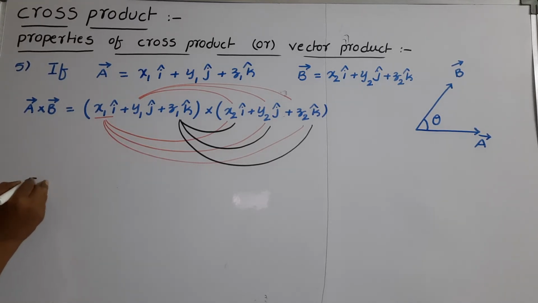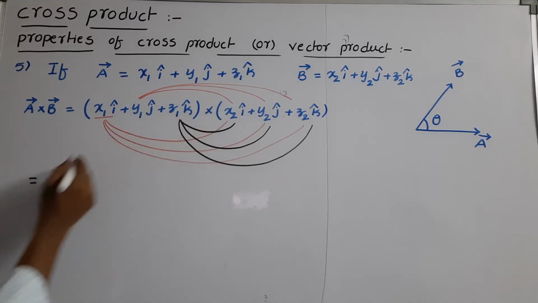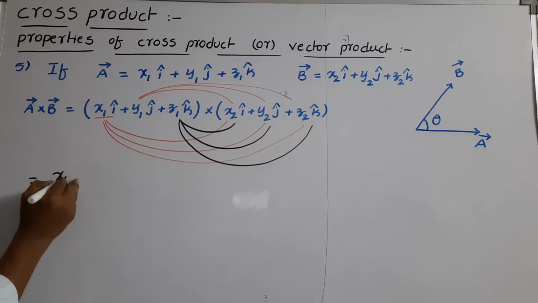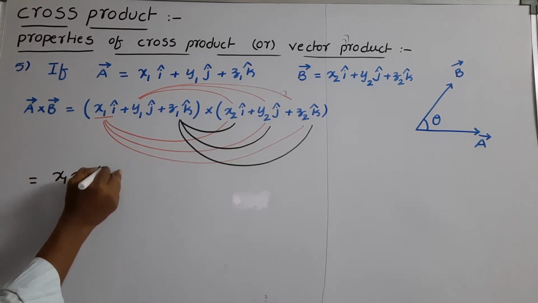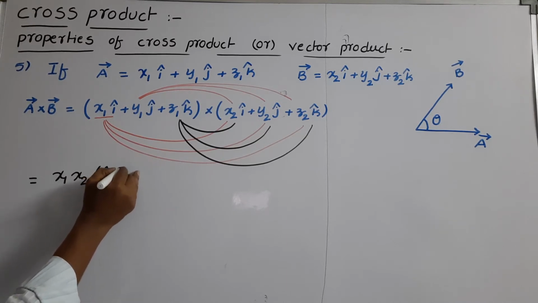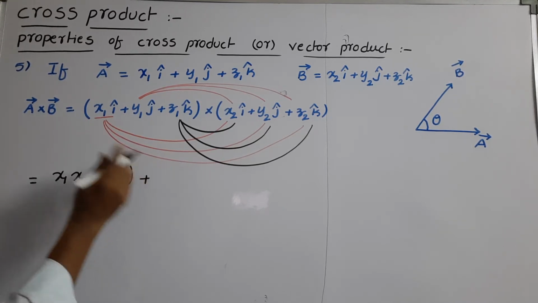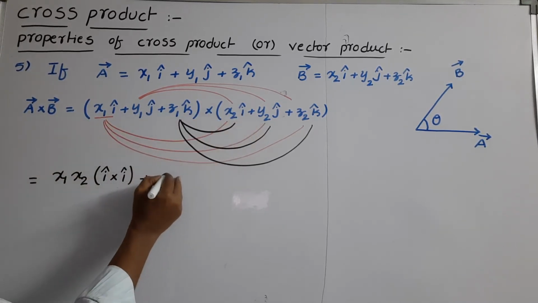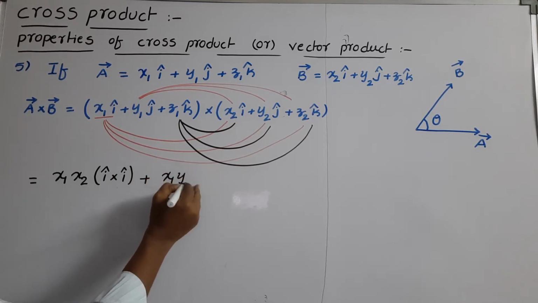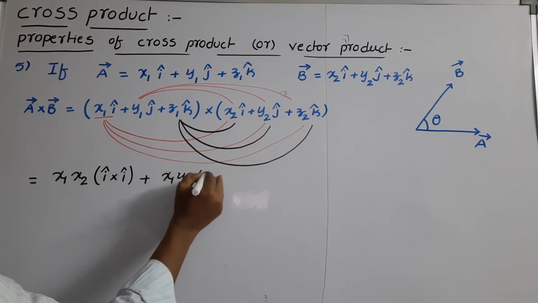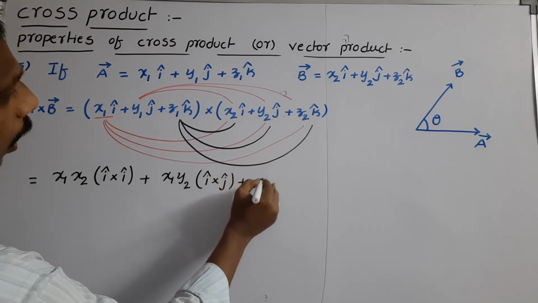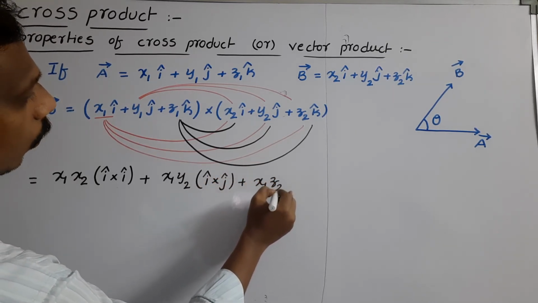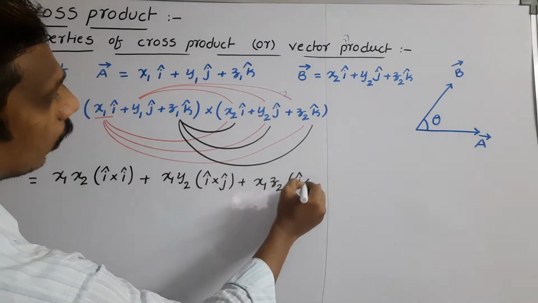So that is equal to x1 x2 into i cross i, plus x1 y2 into i cross j, plus x1 z2 into i cross k.